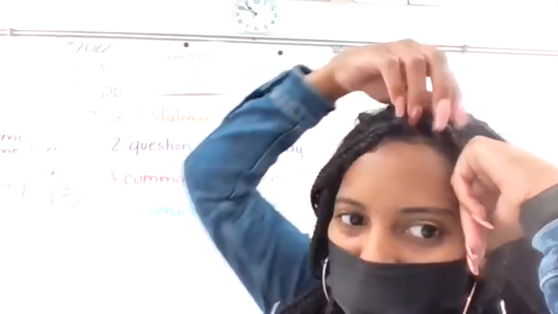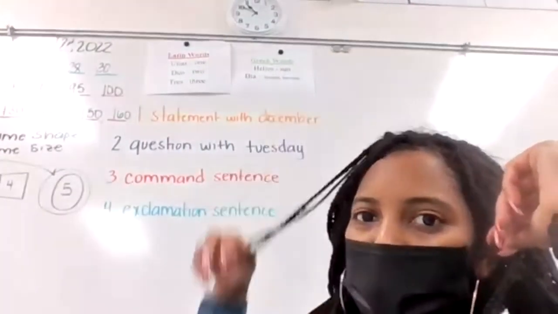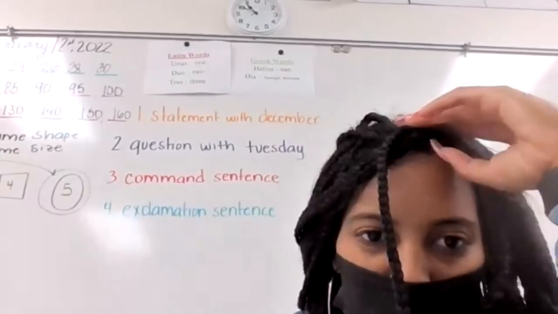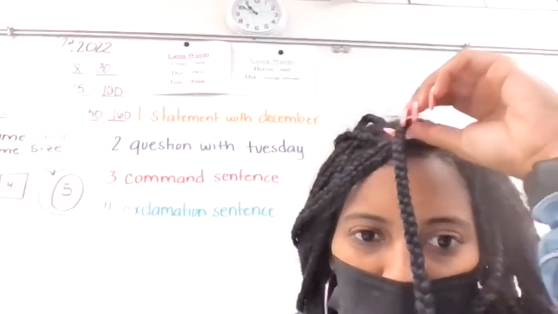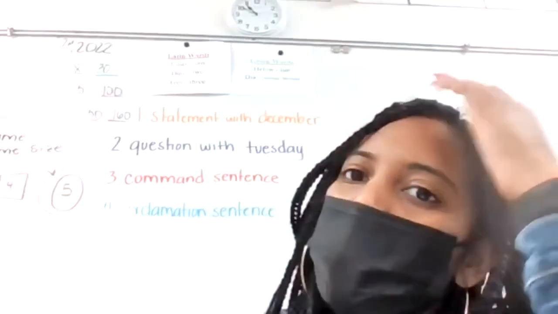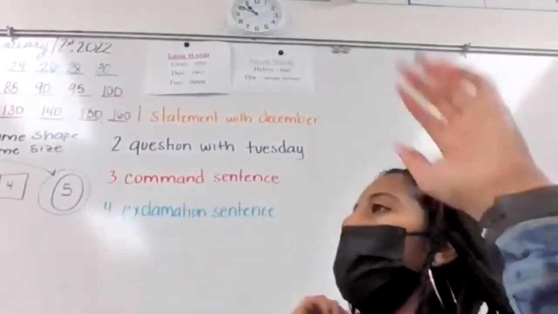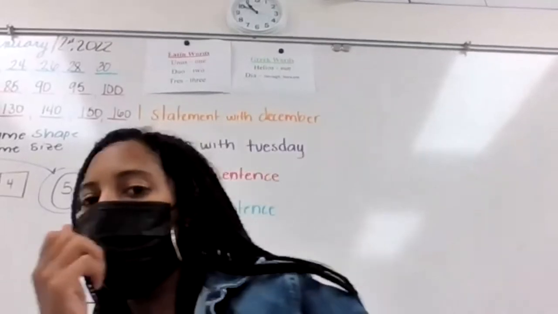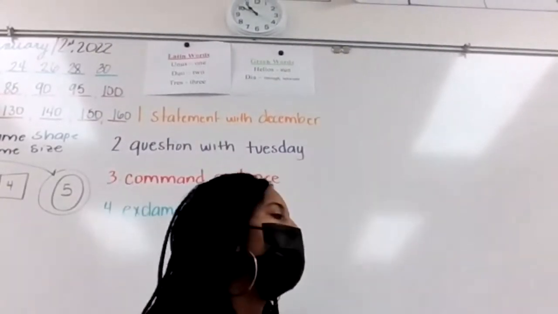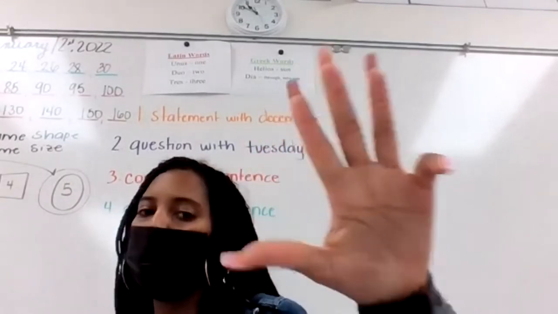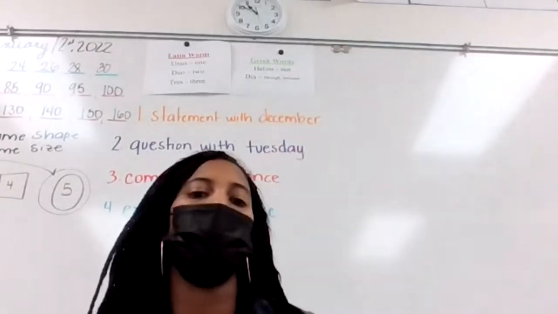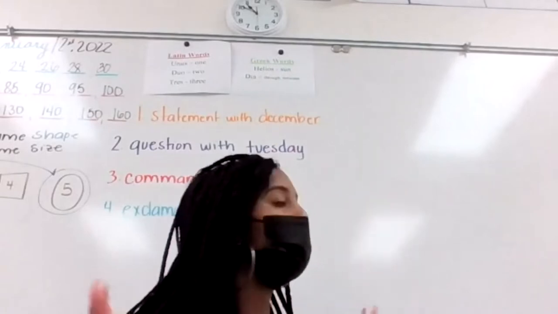That wasn't her. You have to unmute. I have statement. A statement, yes, good. And then Dennis has said command. Good. So, yes, so we have statements. We have questions, we have commands, and we have exclamation sentences. These are our four types of sentences, okay? So we've learned all four of them.